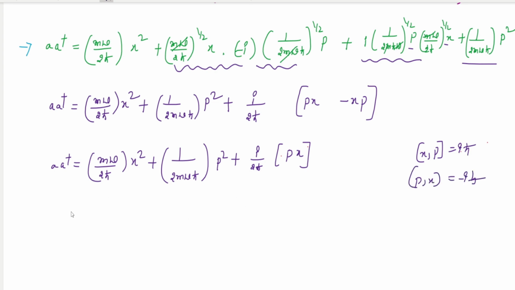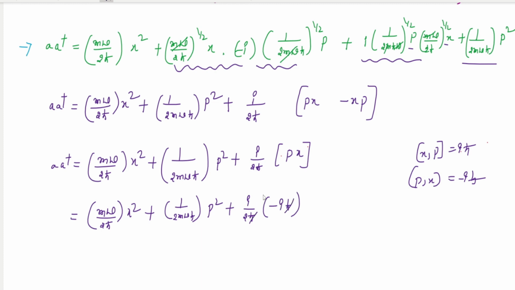So therefore, this term m omega divided by 2h cross x square plus 1 divided by 2m omega h cross into p square plus i divided by 2h cross into minus i h cross. So this h cross cancels. I into I square, this is 1 divided by 2. So I'm going to write this term like this. Please try to check this thing.